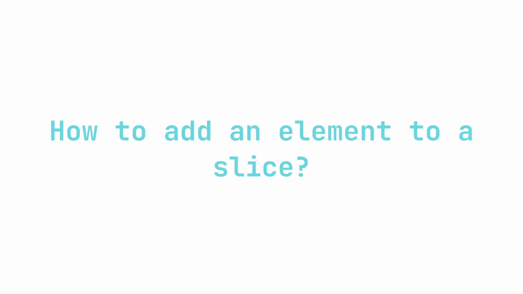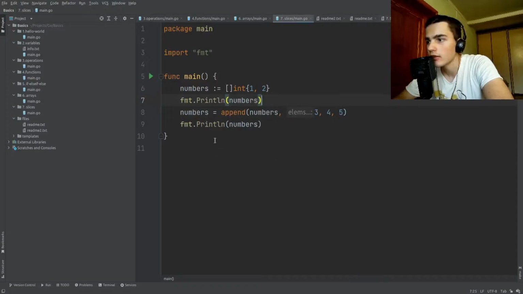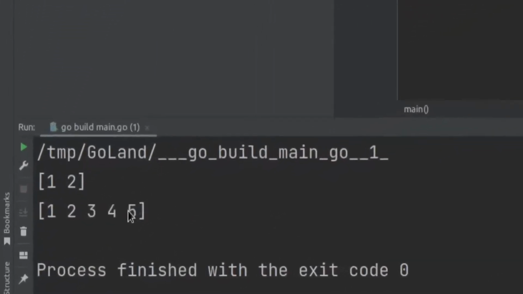How to add an element to a slice. To do this, write slice name equals append, slice name, value1, value2 and so on to value n. This will add n elements to the slice. Let's say we have a slice with 2 numbers, 1 and 2, and we want to add numbers 3, 4 and 5. To do this, we need to write numbers equals append numbers 3, 4 and 5. And we see in the console 1, 2, 3, 4, 5.